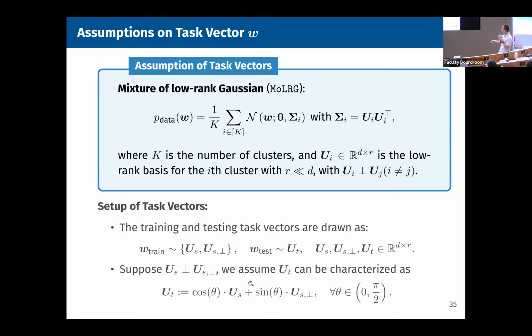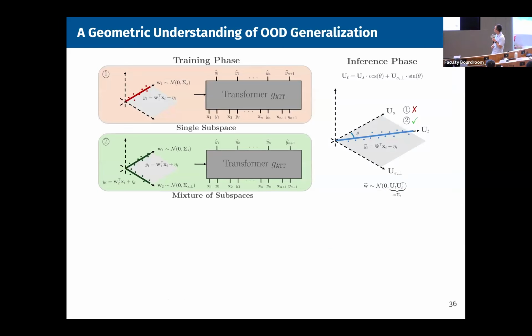So it basically has some angle. It's an interpolation between the two subspaces of US and US perp, where theta is the subspace angle. And then we want to see what the generalization error would be. I think this figure essentially tells you the whole story. It gives you a very nice geometric understanding of how in-context learning generalizes.